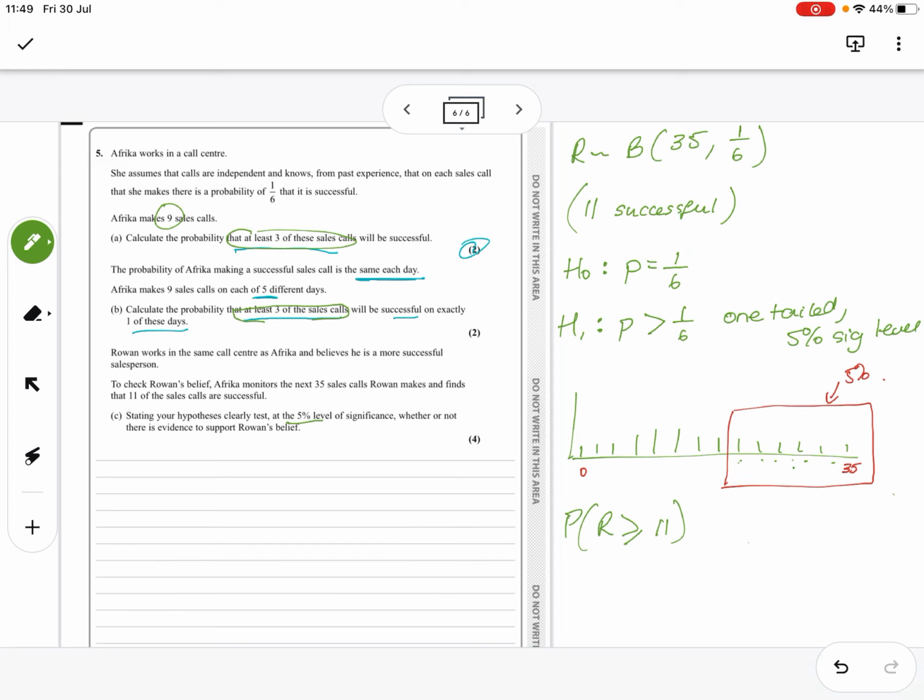So is the area probability, say if 11 was out here, and that would give us a probability of greater than 5%. If 11 was in here, greater than or equal to would give us a probability of less than 5%, so it would be in the rejection region, which means we would reject H0 and say he is a better salesman.